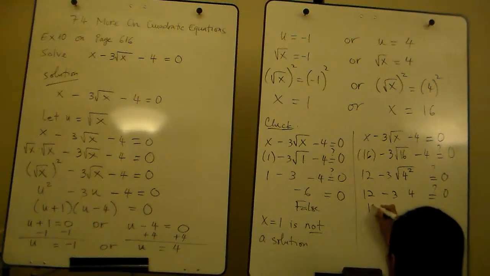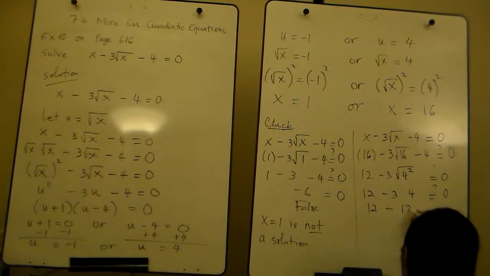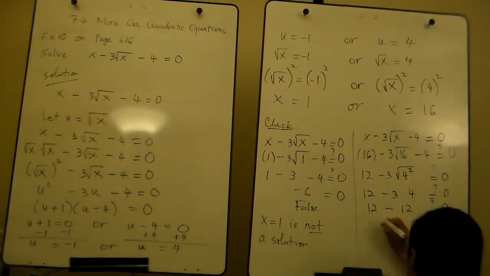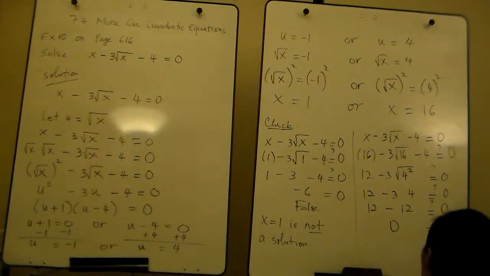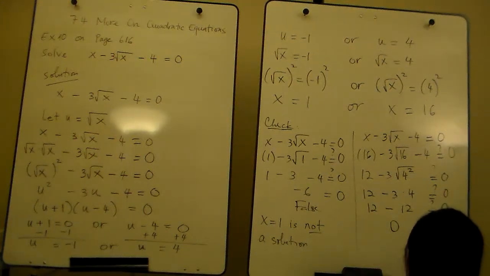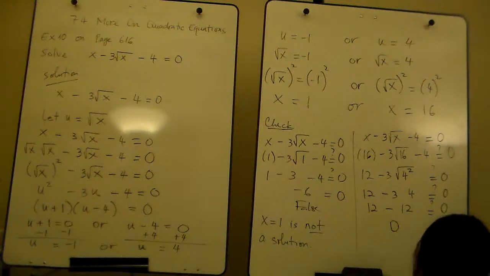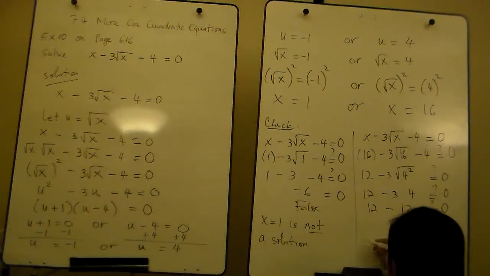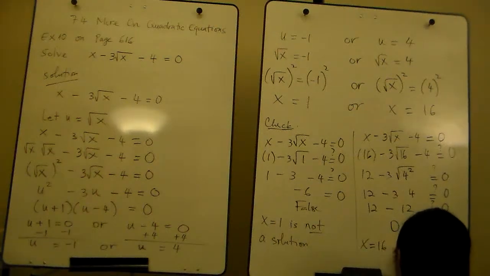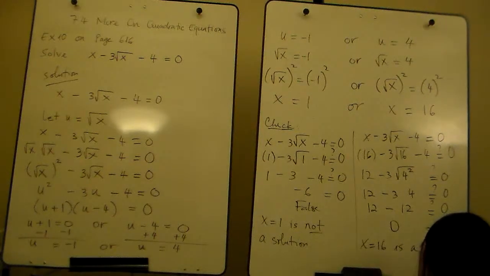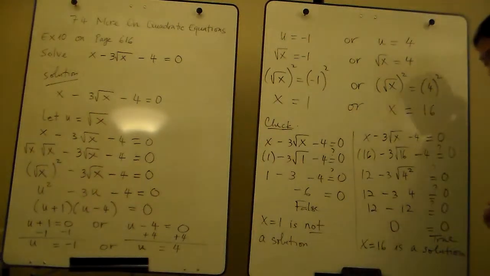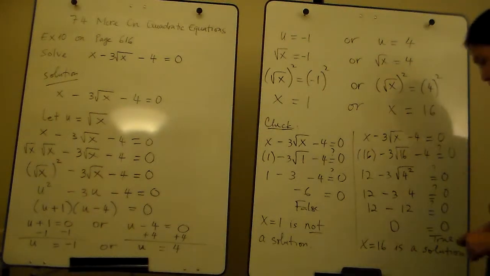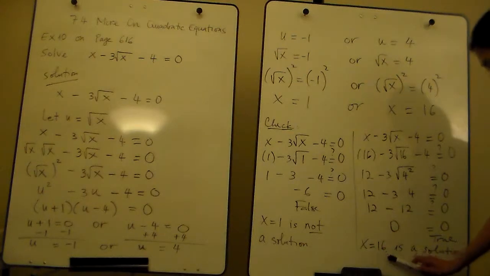So 12 minus 3 times 4 is 12. Simplify, it's 12 minus 12 is 0. So 0 is equal to 0. That means this is true, because it's a true statement. That means x equal to 16 is a solution to this equation. So when you solve this equation, it turns out there's only one solution, and the solution is x equals 16.